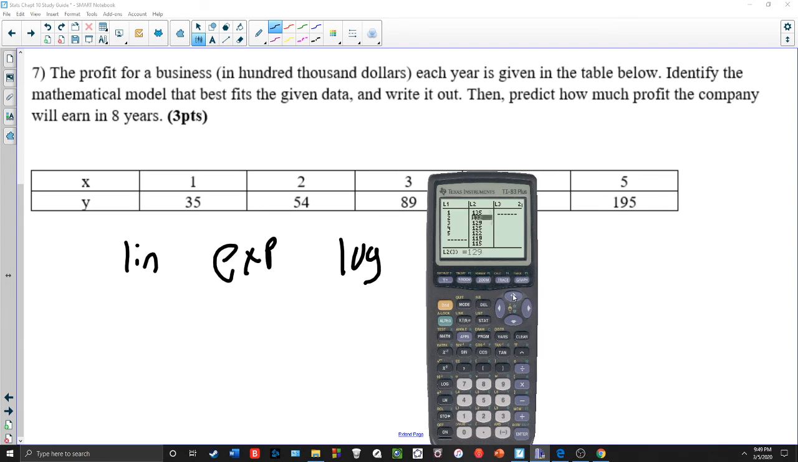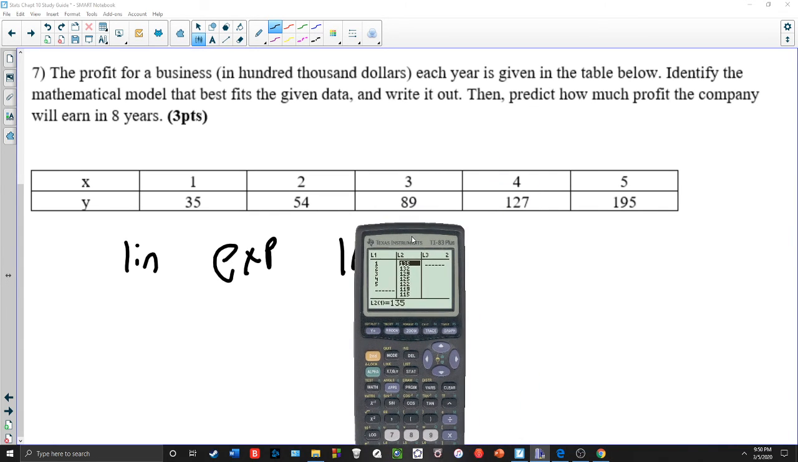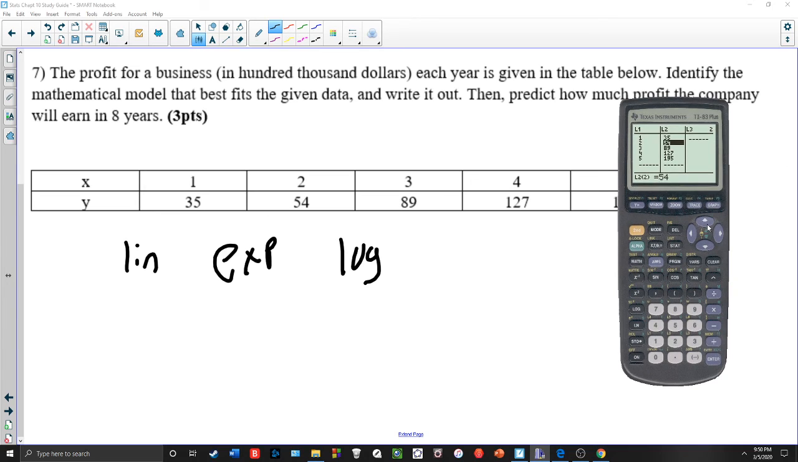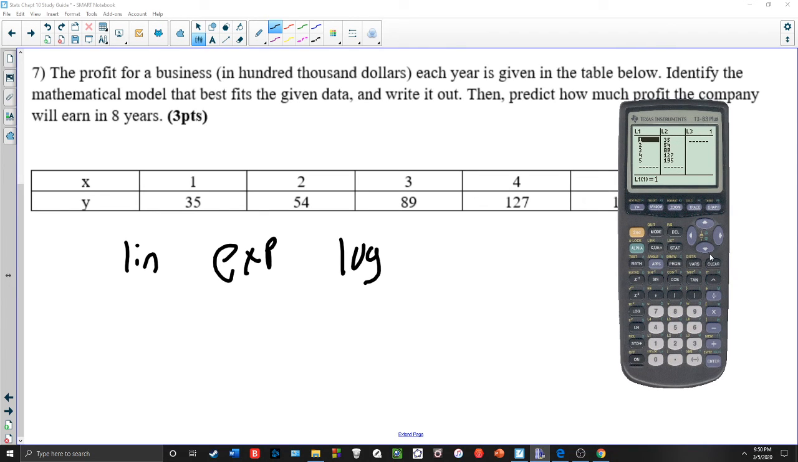Okay, and then we go back up and we say, this is the years that they were in business, and the Y is the profit that they make. So that's going to be 35, and this is in thousands of dollars. So 35,000, 54,000, 89,000, 127,000, and 195,000. So those are all the values that we have. Again, the Y column here is how much money they earn, and the X column is what year they earn it on. So first year, second year, third year, fourth year, fifth year, and so on.